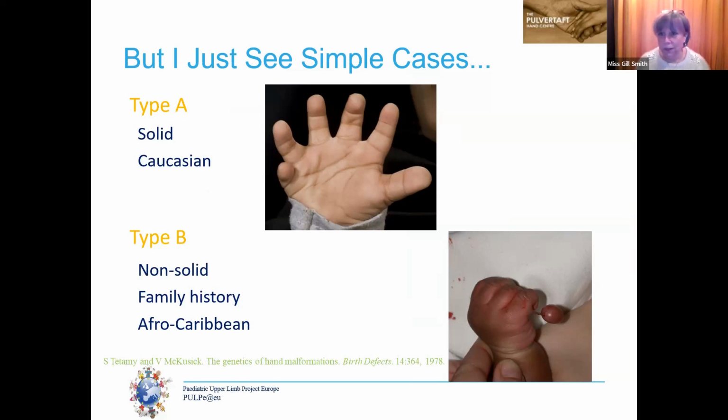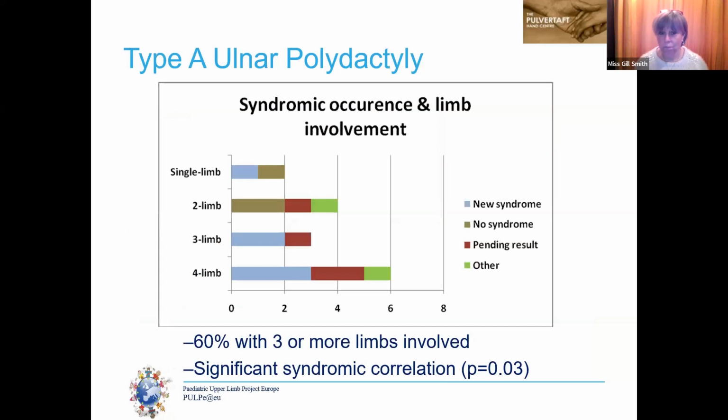And you'll have your own way of taking these off, but they're dead common and they're not necessarily associated with anything. But the solid type, the type that are either a whole digit or got a metacarpal or phalangeal attachment, they're more common in the Caucasians, and they are much more likely to have some sort of genetic association, often syndromic. And indeed, we looked at ours, and there was a significant syndromic correlation with those that had three or more limbs affected.